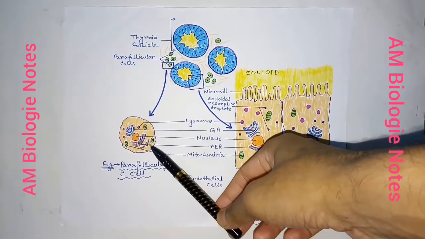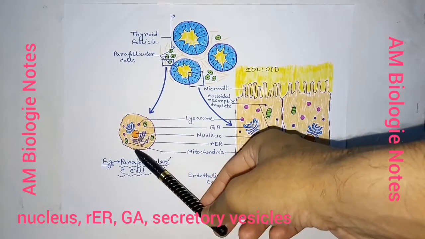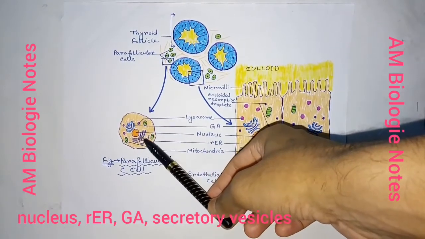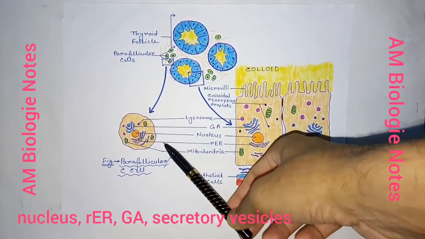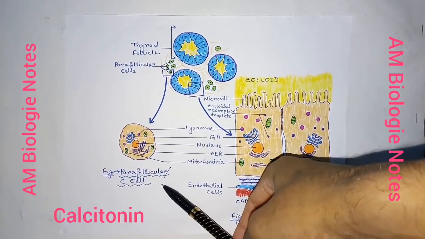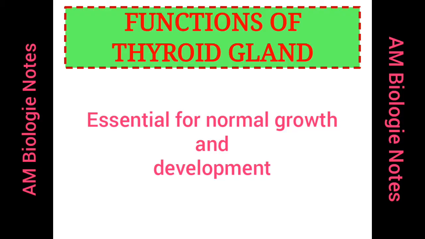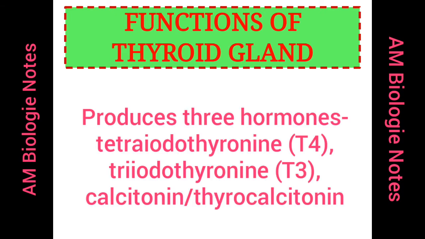At the electron microscope level, the parafollicular cells reveal prominent nucleus, Golgi apparatus, rough endoplasmic reticulum, and numerous small secretory vesicles. They secrete calcitonin hormone that regulates calcium metabolism. Thyroid gland function is essential to normal growth and development. The thyroid produces three hormones: tetraiodothyronine or T4, triiodothyronine or T3, and calcitonin or thyrocalcitonin.